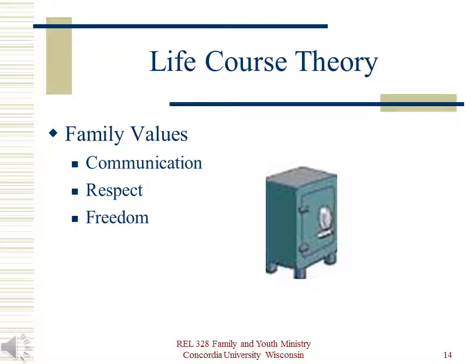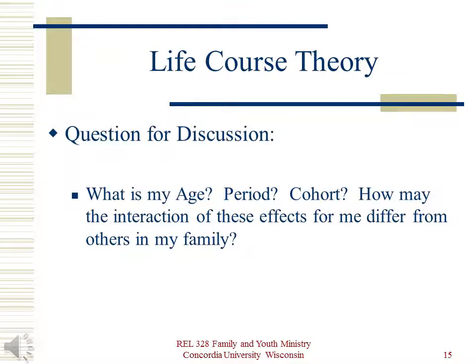Now we're going to look at our fifth theory regarding family, and that takes us into the field of feminist family theory. Oh, made a mistake here. There's one more slide for life course theory. And the one more slide for life course theory simply asks you to consider these questions. What is my age, period, and cohort? Think about that for yourself. How may the interaction of these effects for yourself differ from others in your household and your family? Now, let's move on to feminist family theory.